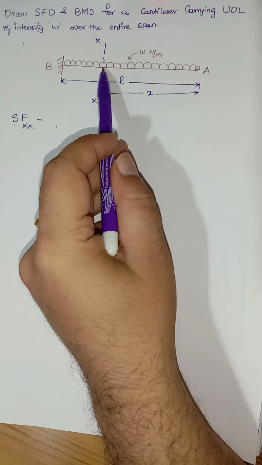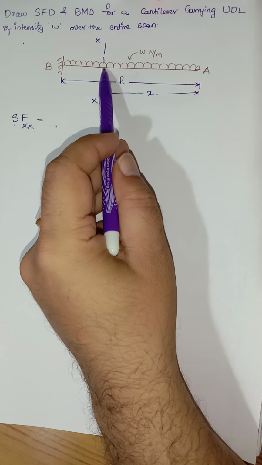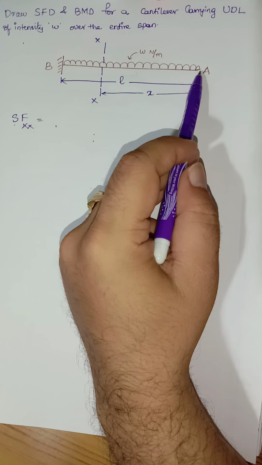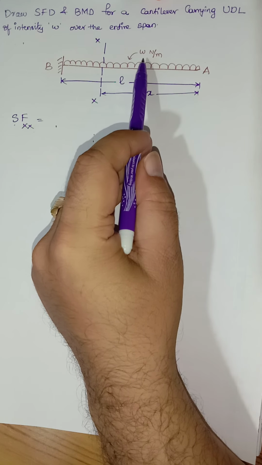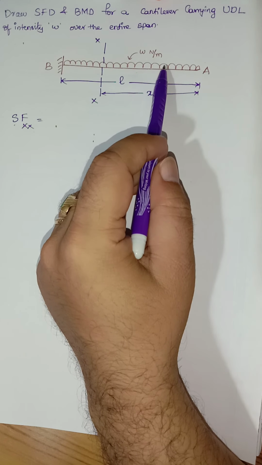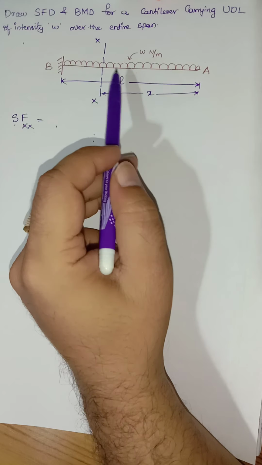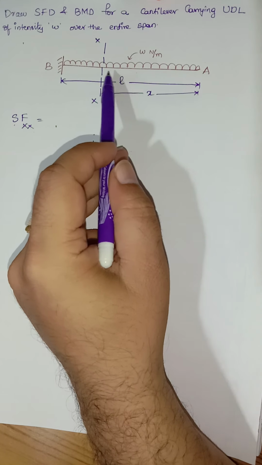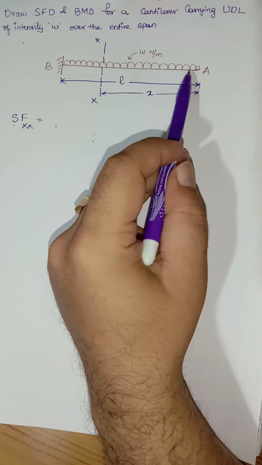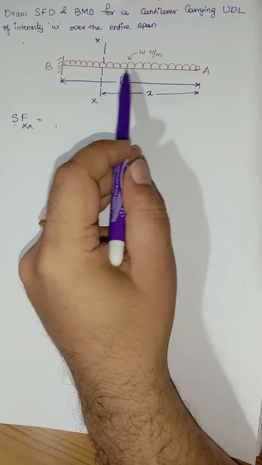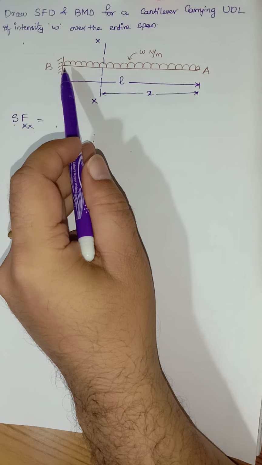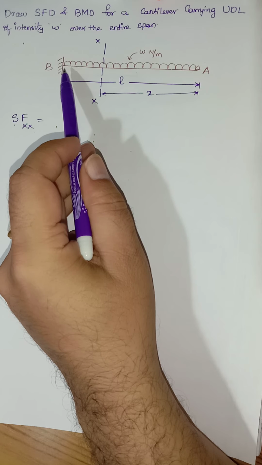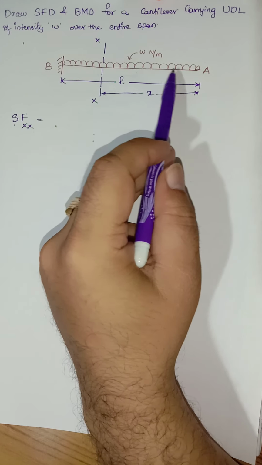Now when you are considering the right side of the section, from this particular sectional line till point A, we have considered the total distance as x, and the amount of load which is acting on this is w newton per meter. Now what will be the total load acting on this particular span? It will be equal to w multiplied by x. Suppose we consider the entire load which is acting over the entire span, then it will be equal to w multiplied by L.